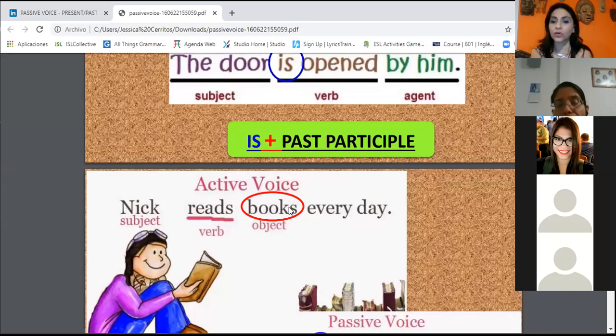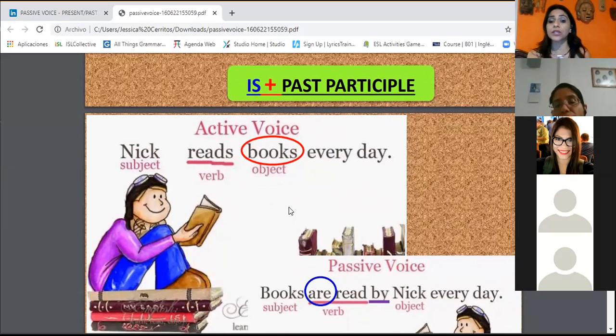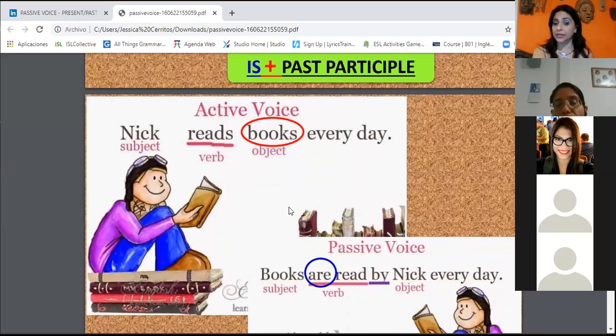Did you realize the change that you made, Annie? The books go at the beginning and then you switch the sentence. Okay, so there you go. You see, you have it. This is what you did. Very well done. Books are read by Nick every day. Okay? My dear teacher. Hello, my dear student. In this case, it's in present.